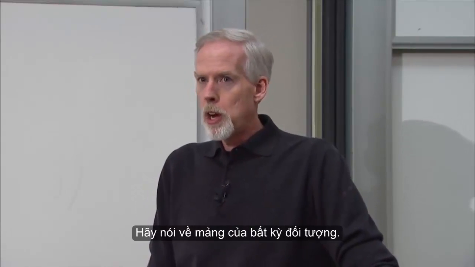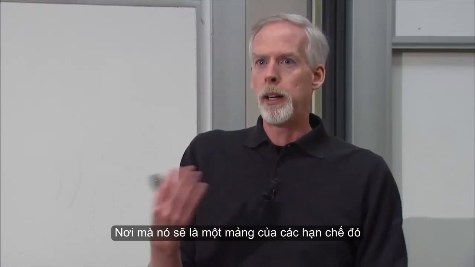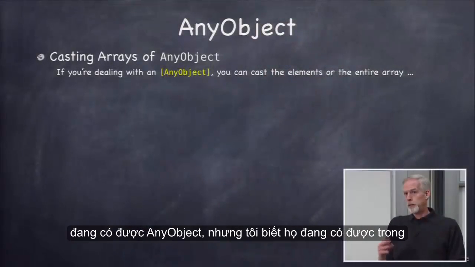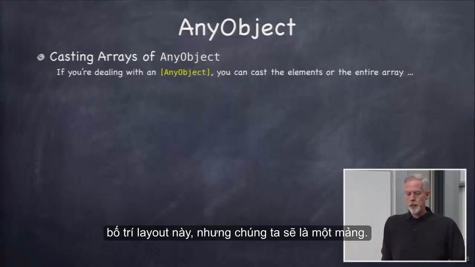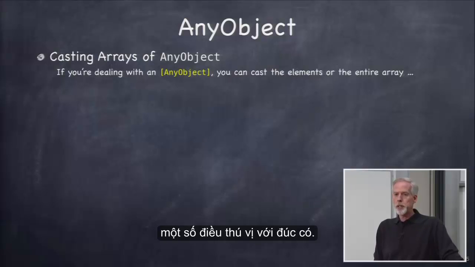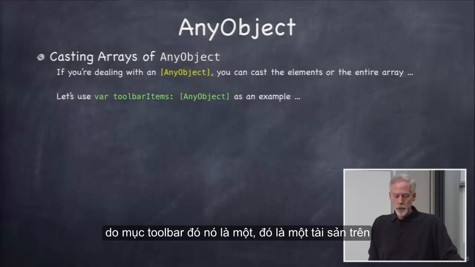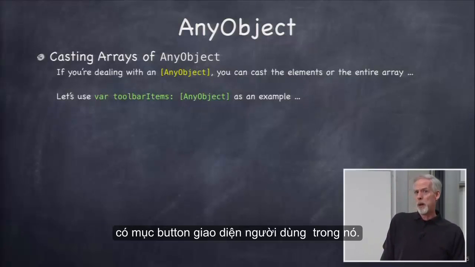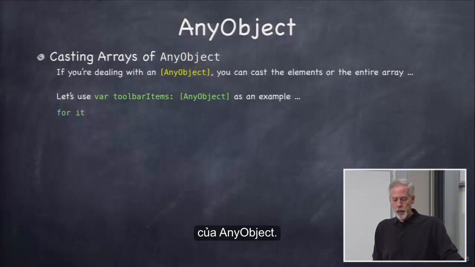Okay. Let's talk about arrays of any object. Because sometimes you're going to get an array of any objects back, like that constraints one I was talking about, where it's going to be an array of constraints that are going to be any object, but I know they're going to be NS layout constraints, but they're going to be an array. So you can do some interesting things with casting there. So let's use the toolbar items one. That toolbar items, that's a property in UI view controller, and it returns an array that's going to have UI bar button items in it, but for historical reasons, it returns this square bracket of any object.